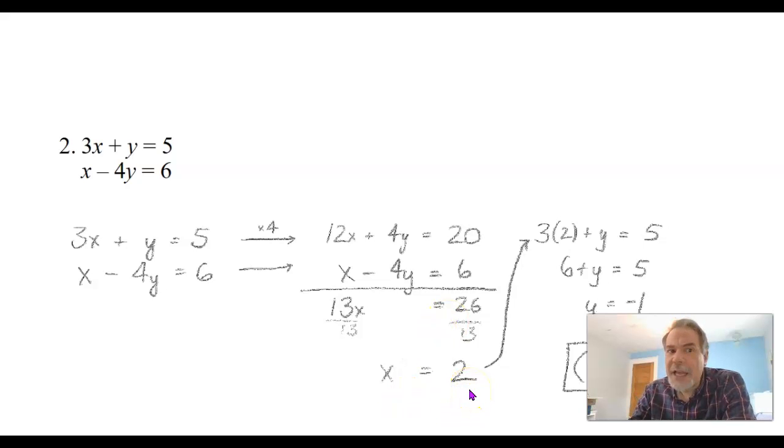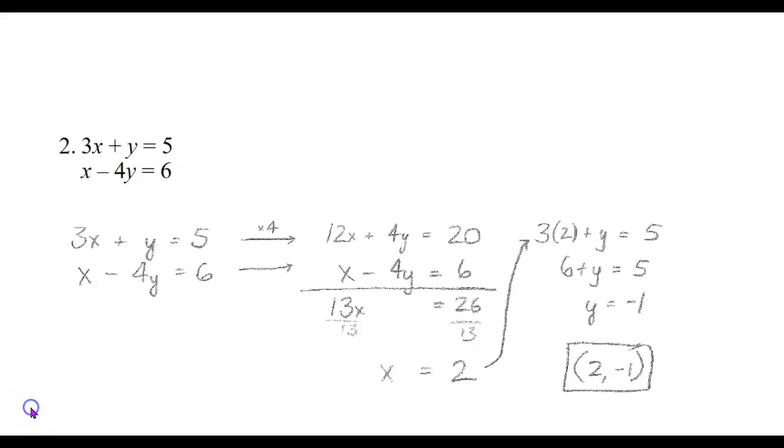And remember, we're not done until we know both of the variables. We have a number for x now, so we take that number and plug it in place of x in either one of the equations. I use the top one, so 3 times 2 plus y equals 5. That means 6 plus y equals 5, and then when you subtract 6 on both sides, you get y equals negative 1. So the solution is 2, negative 1. X is 2 and y is negative 1.